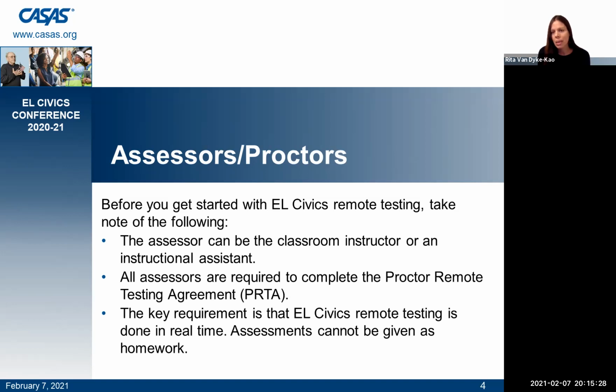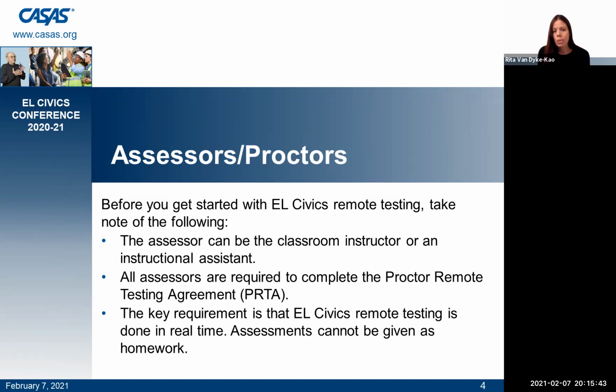You can't just email your student the Google form on Saturday night and expect them to do it in the next few days. You need to be there. You need to have eyes on them. You need that video conferencing platform, whether it's Zoom or something else.